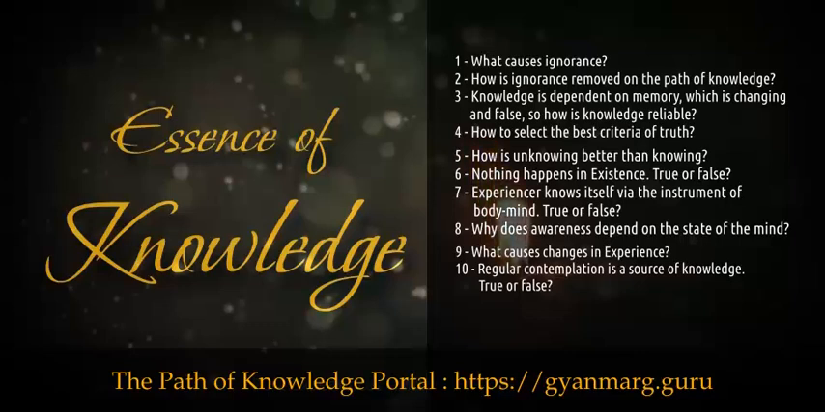Experiencer knows itself by the instrument of body mind, true or false. Experiencer cannot know itself by the body mind. Experiencer can experience the experience, and if there are experiences, then there must be the experiencer. So it is the awareness of the experiencer. We can be the experiencer, we cannot know it, we can only be it.